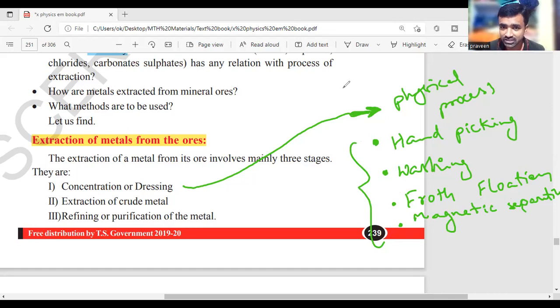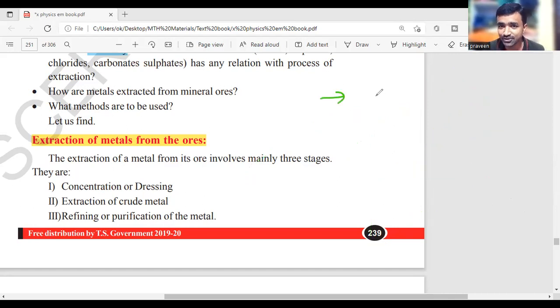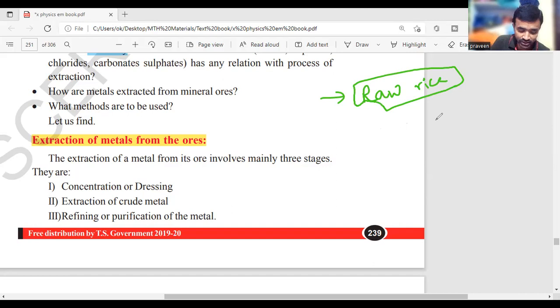So already in 6th class you learned about the hand picking method: how you separate the pebbles, paddy or small stones present in raw rice for cooking, right? In that, you are using the hand picking method, right?